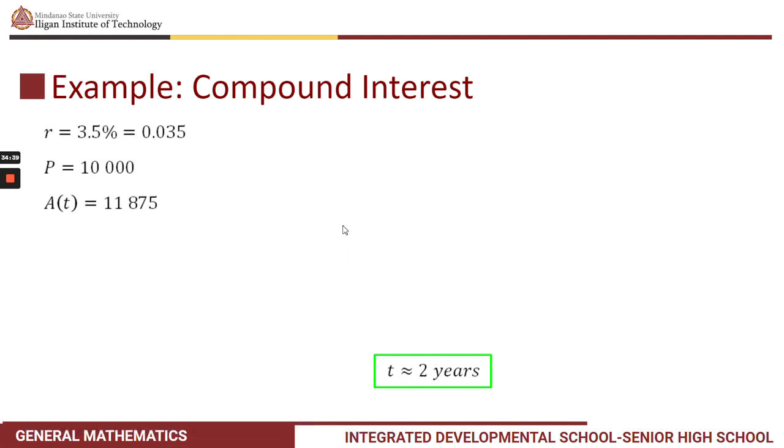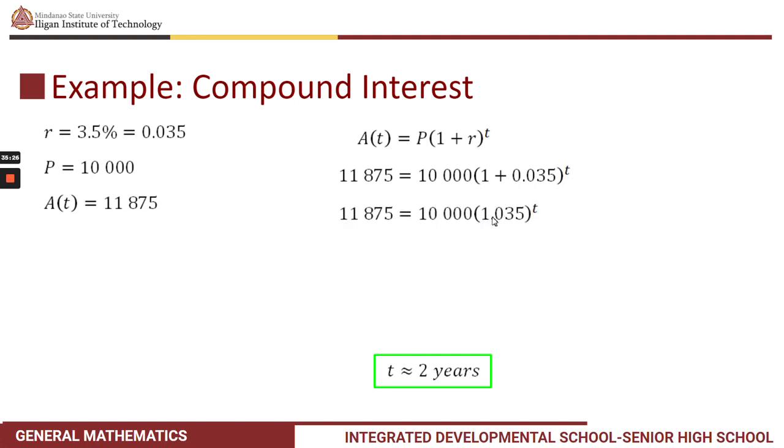So of course, we will list all the givens: the rate is 3.5%, the initial deposit is given, which is 10,000, and the amount after a certain time is also given, which is 11,875. So what's missing is the time t. If we substitute these values into our formula for compound interest, we'll get 11,875 equal to 10,000 times the sum of 1 and 0.035 raised to t. Okay, so this is 1.035. If we divide both sides by 10,000, we'll get this.